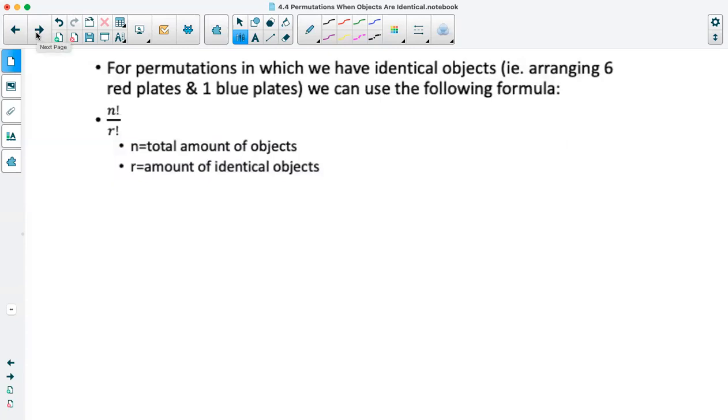So for permutations in which we have identical objects, for example, if you're arranging 6 red plates and 1 blue plate, we can use the formula n factorial over r factorial, where n is our total amount of objects and r is our amount of identical objects.